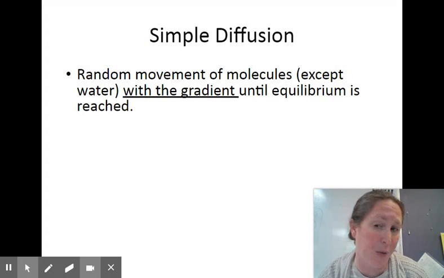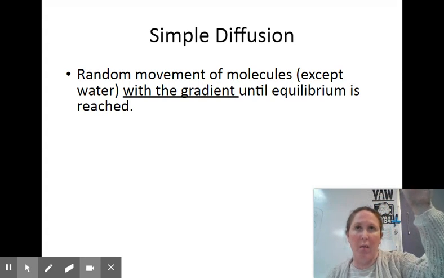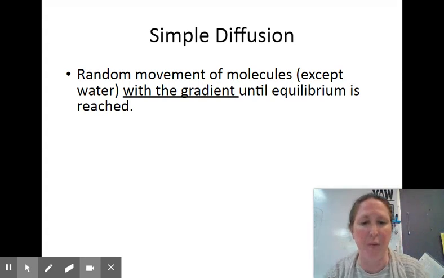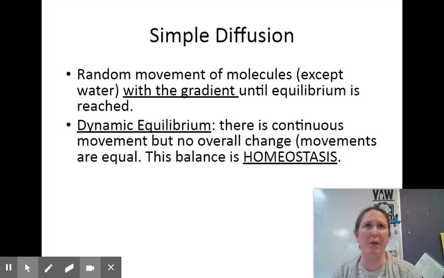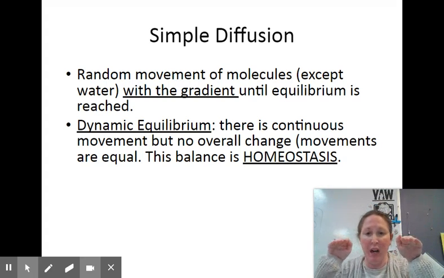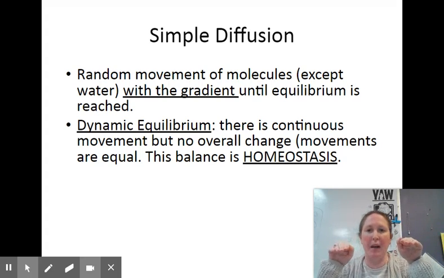The first one is simple diffusion, just regular diffusion. It's the random movement of molecules with the gradient, moving from high to low until equal. However, what if there isn't a concentration gradient? What if there is no difference? Are molecules not going to move? No, they're always moving. But if two go out, then two come in so that they make the balance again.